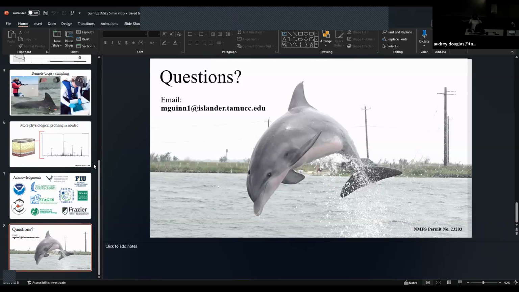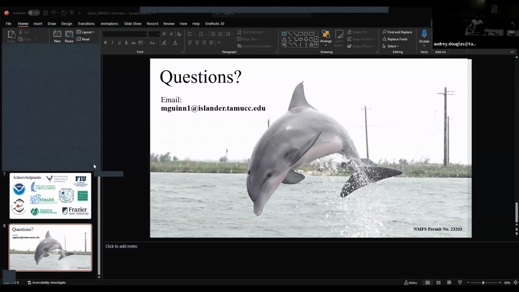So for those online, the question from Dr. Tissot is, how difficult is it to get a sample of biopsied blubber from a dolphin using a crossbow? And the answer is, it is quite challenging, especially if you're not experienced. There's a lot of training that goes into this, and obviously only very well-trained professionals are the ones that are actually collecting these samples.